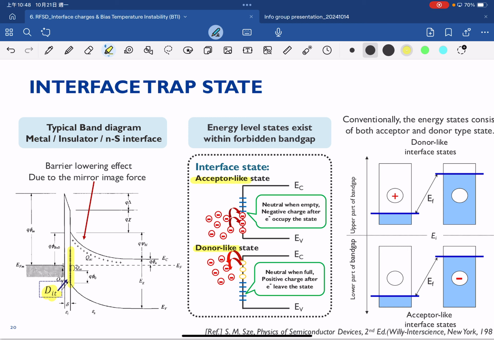There is a definition for the acceptor-like. Acceptor-like is neutral when empty, but it will become negatively charged if an electron occupies the state. That will become the negative charge. So this is the same as this one.